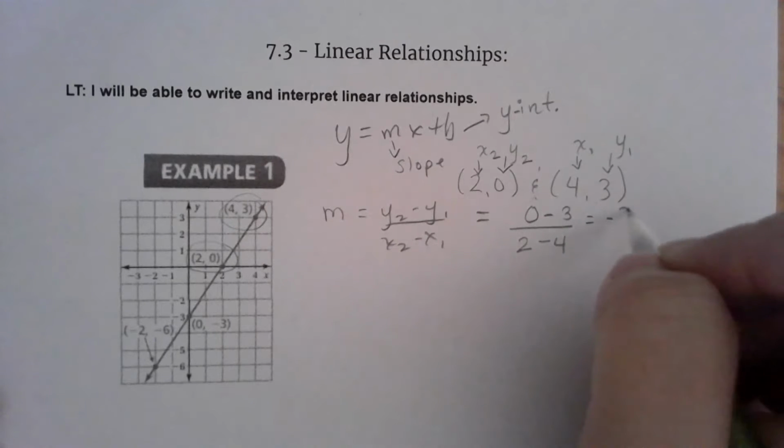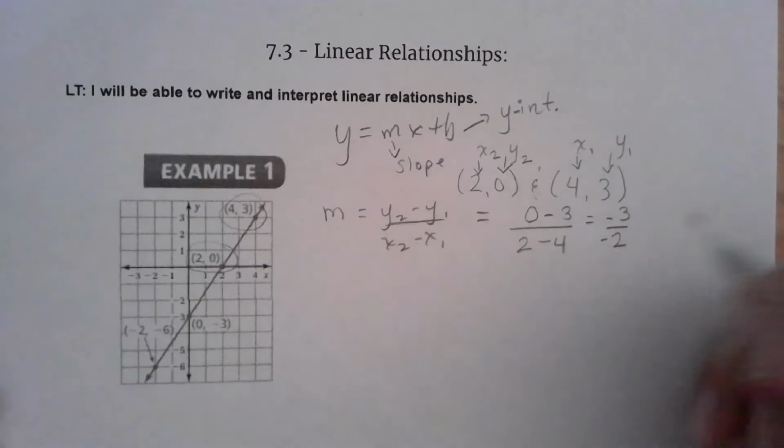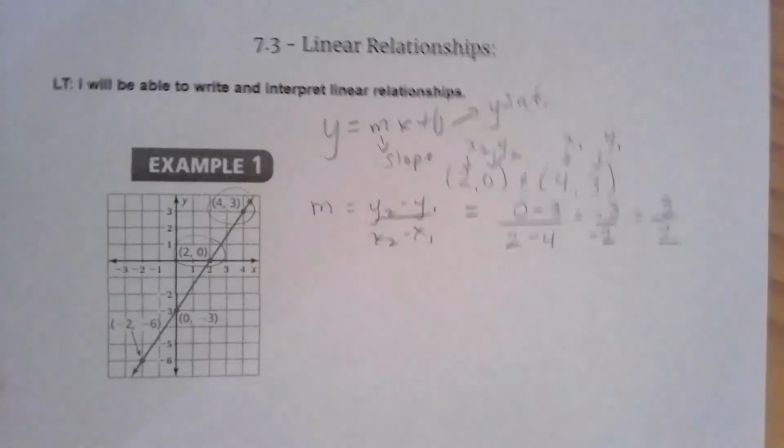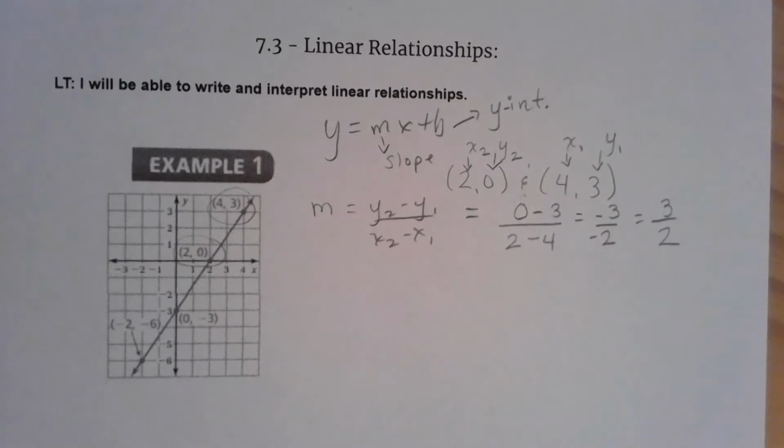So we have negative 3 over negative 2. And a negative over negative makes a positive. So our slope is 3 over 2. 3 over 2. Okay. So if we put that in for m in our slope-intercept form, we can write the linear equation, or in this section, they're calling it the linear function that relates to this graph, okay?